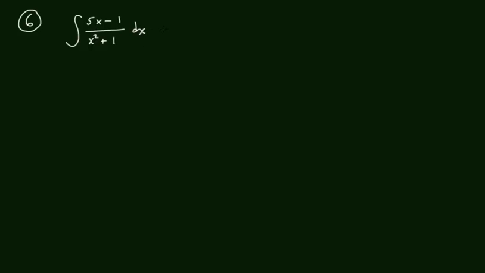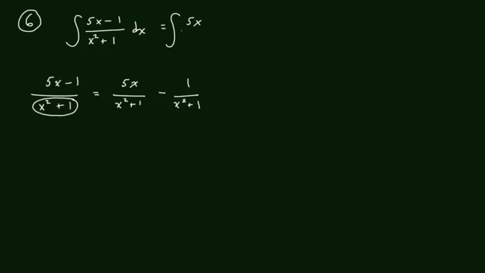Otherwise, check it out. The idea here is that 5x minus 1 over x squared plus 1 can be considered the common denominator already to two other things: 5x over x squared plus 1 minus 1 over x squared plus 1. So I could write this as the integral of 5x over x squared plus 1 dx minus the integral of 1 over 1 plus x squared dx. I this time intentionally switched them so it's more recognizable.